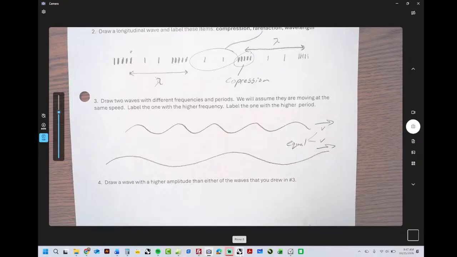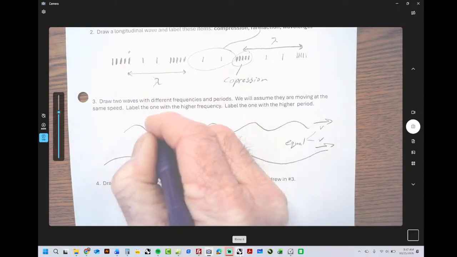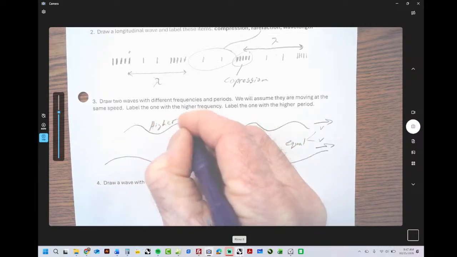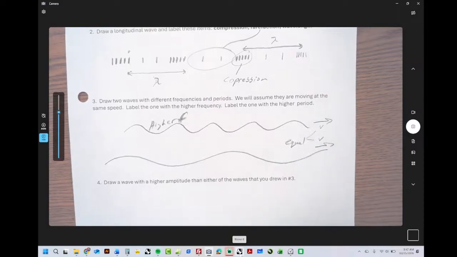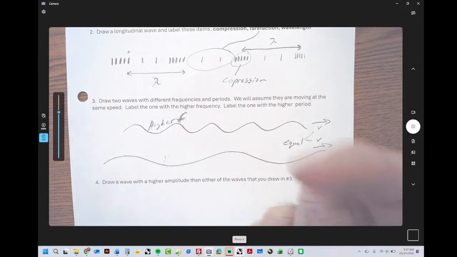Okay, first question is, of these two, which one's got the higher frequency? Max. The top one. This is higher frequency. And which one has the higher period? Abigail. Abby. The bottom one. So since frequency and period are reciprocal, when one goes up, the other one goes down.